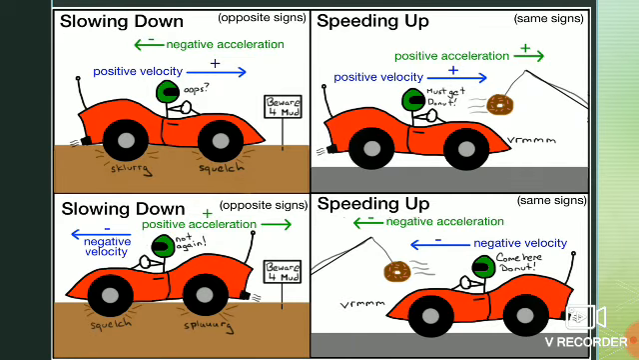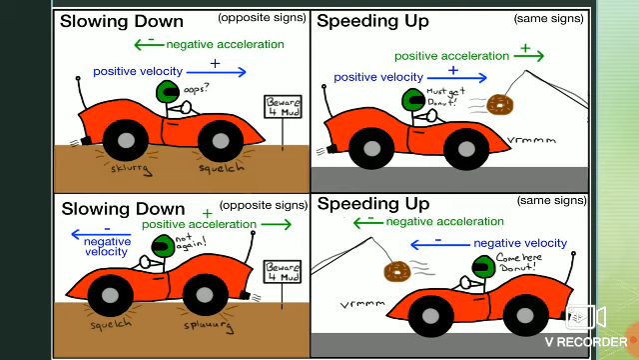Now, when the velocity of an object decreases with time, see here, when we slow down the car, the positive velocity decreases with time, and it is a negative acceleration. Why is it a negative acceleration? When the velocity of an object decreases with time, it has negative acceleration because the acceleration and velocity are in opposite directions. Therefore, here it is negative acceleration.